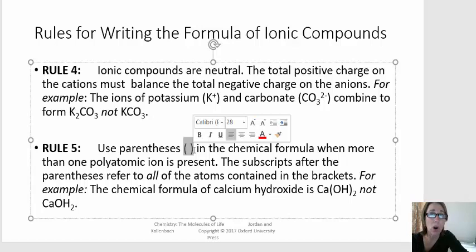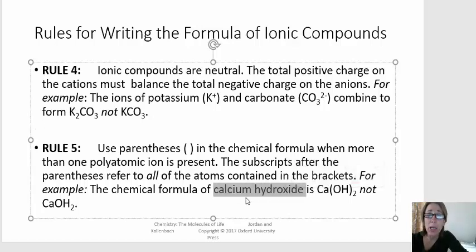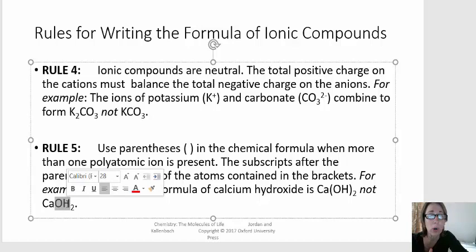And then rule number 5, we use parentheses when 2 or more polyatomic ions are in a formula. That is the only time we use parentheses, when 2 or more polyatomic ions. So for example, we look at calcium hydroxide. Calcium has a charge of +2 and hydroxide has a charge of -1. So we need 2 hydroxides for each calcium for the overall charge to be 0.